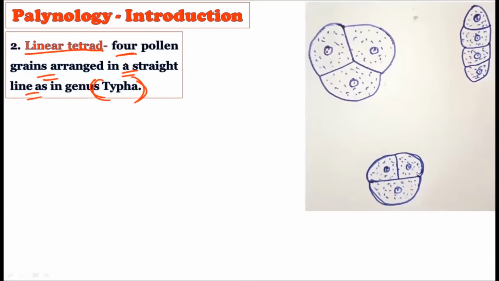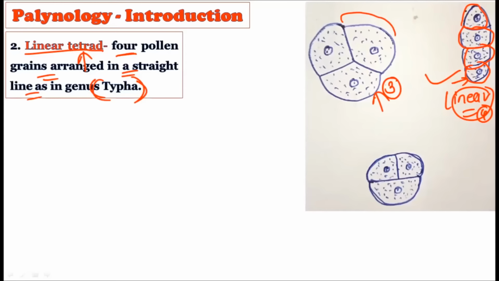In the Typha genus you will find this kind of linear tetrad, and it looks like this. This is the first pollen grain, this is the second, this is the third, and this is the fourth. Such an arrangement is called a linear tetrad. Because of the presence of four pollen grains, it is called a tetrad, and because the arrangement is linear, it is called a linear tetrad. In the tetrahedron, you will find three pollen grains at the top, and the fourth lies behind. But in the linear tetrad, you will find the four pollen grains aligned in a straight line. Hence in the diagram you can see all four pollen grains, but in the tetrahedral tetrad, the fourth pollen grain is present behind these three pollen grains.